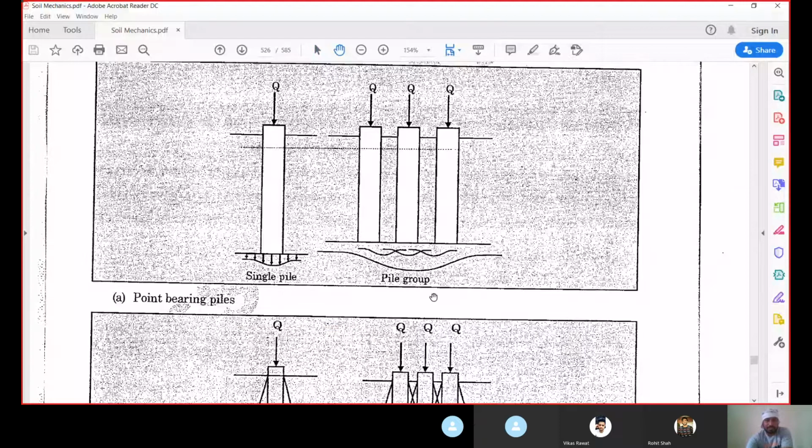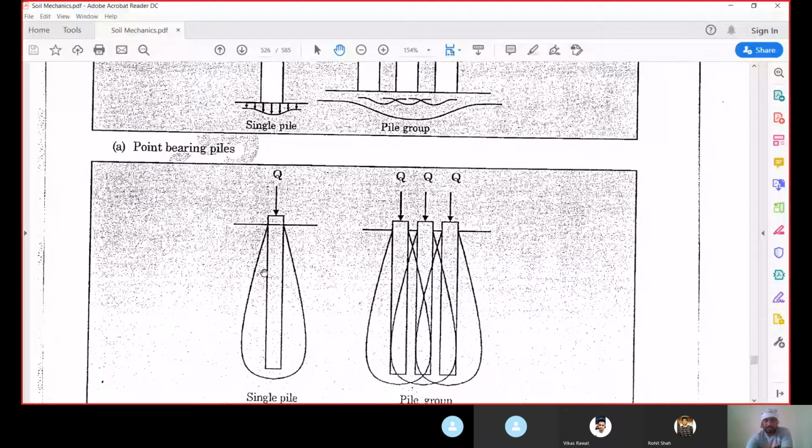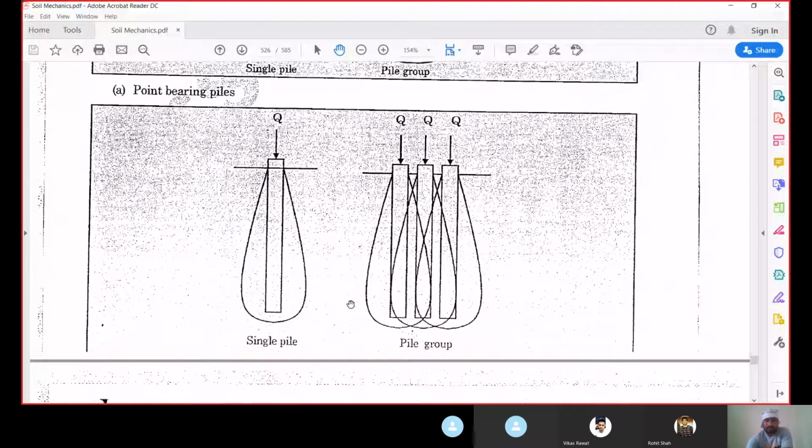These are point bearing piles, right? These are point bearing piles. This is the load that is applied over the top of a single pile, and this is for the group of piles. You have this stress bar for a single pile, and this is for a group of piles, where the stress bars are merging with each other.